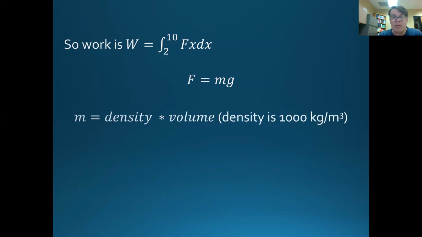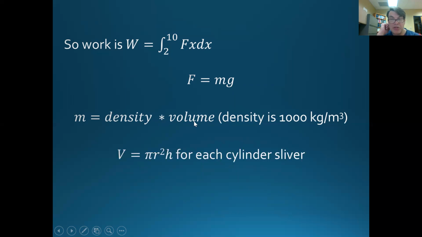Okay, what is mass? How are we going to find the mass? Well, mass is density times volume. Density is the amount of matter per volume, so if we multiply the amount of matter per volume times the volume, we get the amount of matter, or the mass. So mass equals density times volume, and the problem tells us that the density of water is 1,000 kilograms per meter cubed. Okay, so we're getting somewhere. We know what G is, 9.8 meters per second squared, and we're getting to know what M is because we know the density. Now we need to figure out what the volume is.